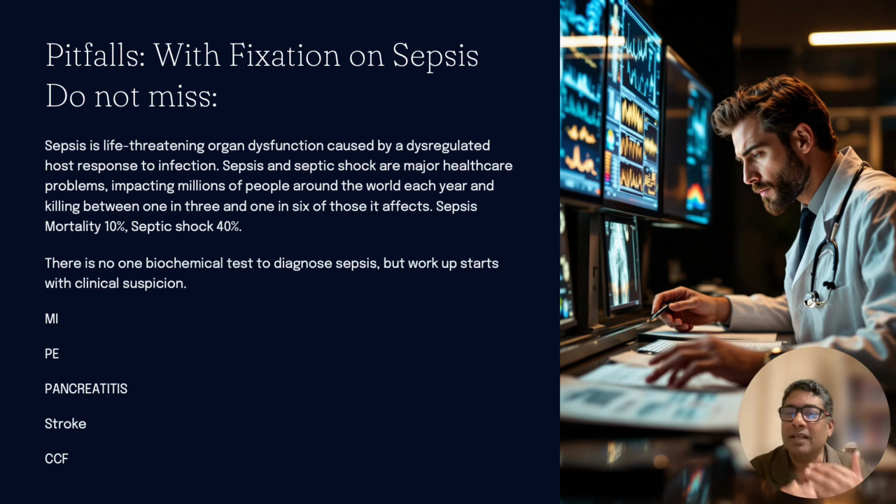As a consequence, what you notice is there's always an overdiagnosis, okay? But in the overdiagnosis, there's a risk of missing MI, PE, pancreatitis, stroke, CCF, because they all result in some kind of systemic inflammatory response syndrome, which is the 4 T's. 2 out of the 4 is considered a systemic inflammatory response. I'll go through it. Tachycardia, tachypnea, temperature, up or down, above or below the normal range. Total leukocyte count above or below the ranges. If 2 out of these 4 are positive, it is a systemic inflammatory response. So be careful with these conditions.